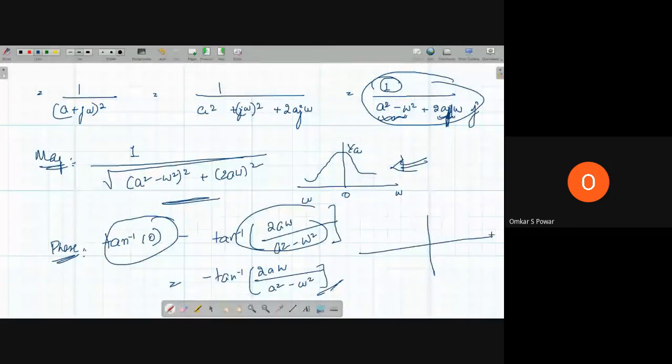So this one also is the same thing. Like previously, if I have plotted for e power minus at, this also follows the same curve for X of jω. So this you have to try by yourself.